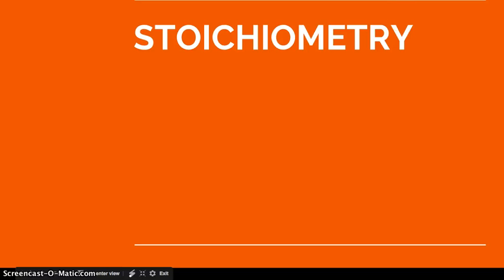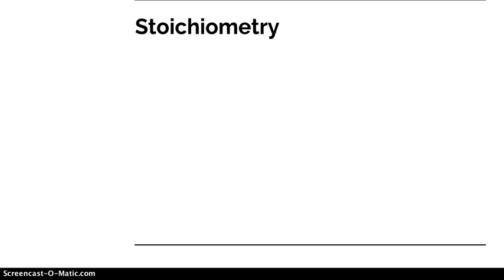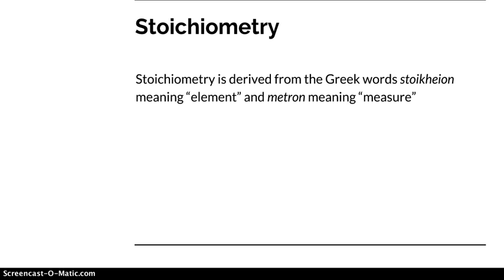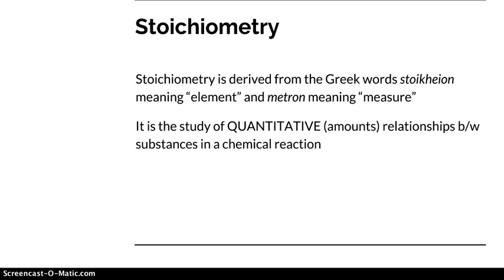To today's video on stoichiometry. Stoichiometry, as we know, is derived from the Greek words stoichion, meaning element, and metron, meaning to measure. And that's what we've been talking about in class: how can we measure relationships between different substances in a reaction. In more descriptive language, it's the study of quantitative, which just has to do with amounts, relationships between substances in a chemical reaction.